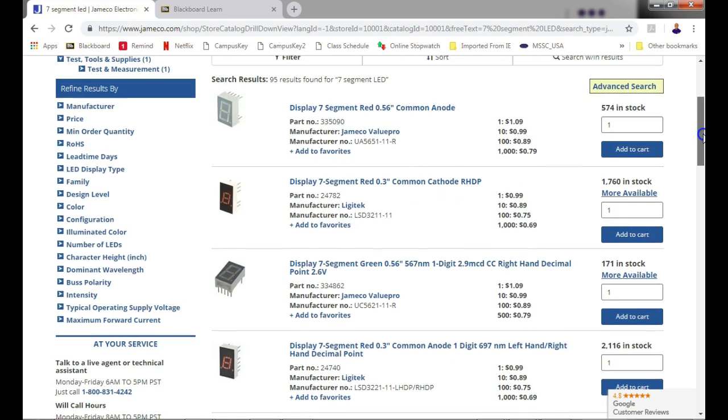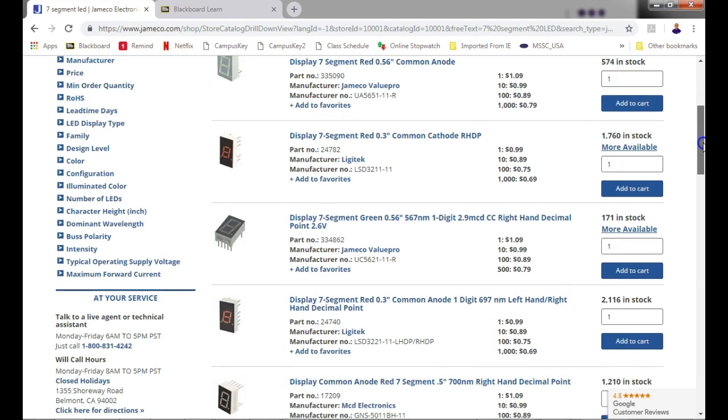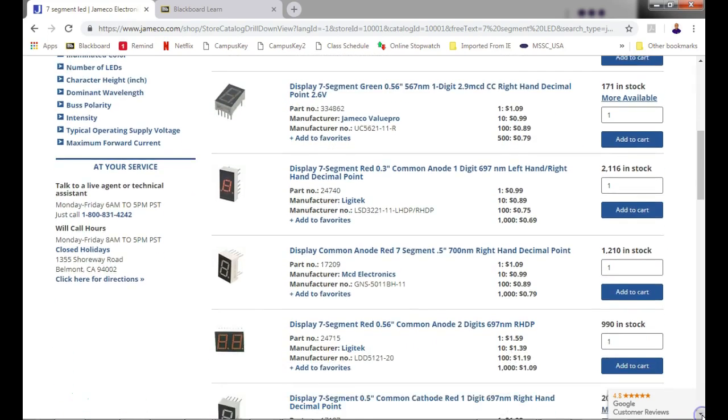A 7-segment display, common anode, common RH. What do you think that means? RHDP? Right-hand decimal point, good. 7 segments display, green, 1 digit, right. CC means common cathode, right-hand decimal point. So notice they do it different every time.